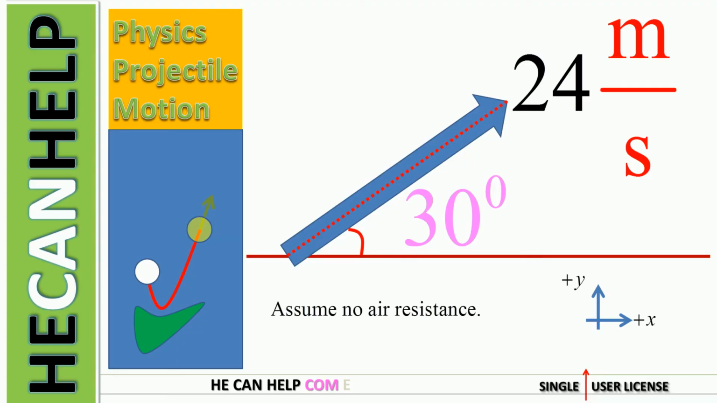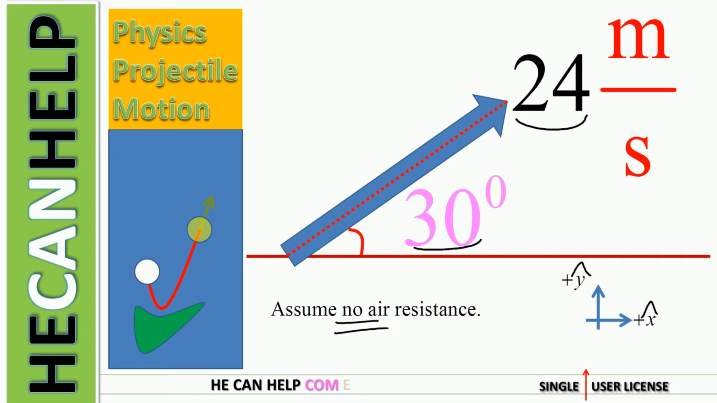Welcome. Before we get to the problem, we have a velocity vector of magnitude 24 meters per second, and the angle is 30 degrees with respect to the horizontal. Assume positive x is defined as to the right and positive y is defined as vertically up. No air resistance. So we have a projectile that is kicked at an angle of 30 degrees with respect to the horizontal.